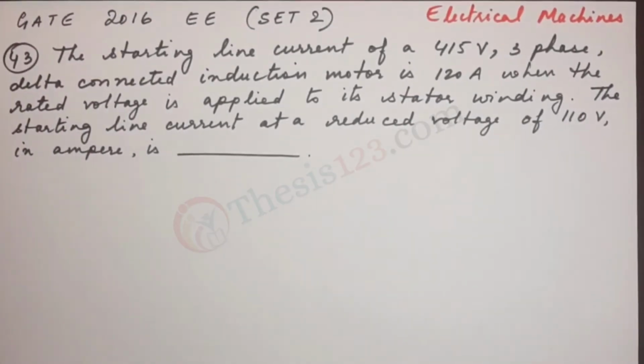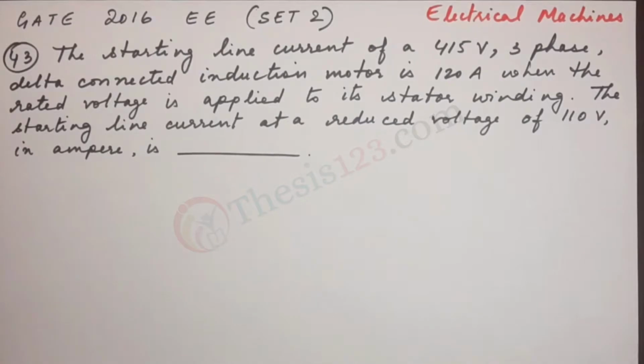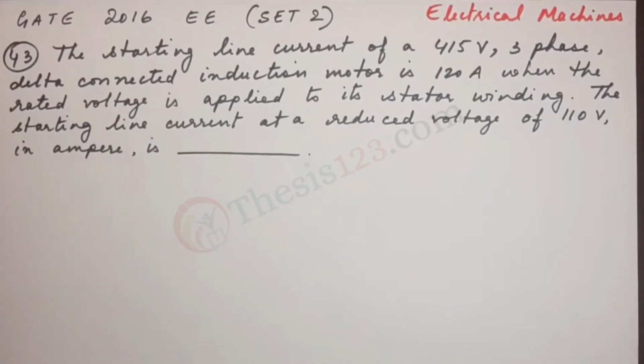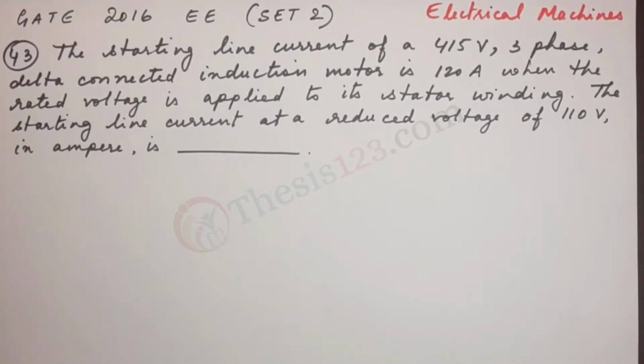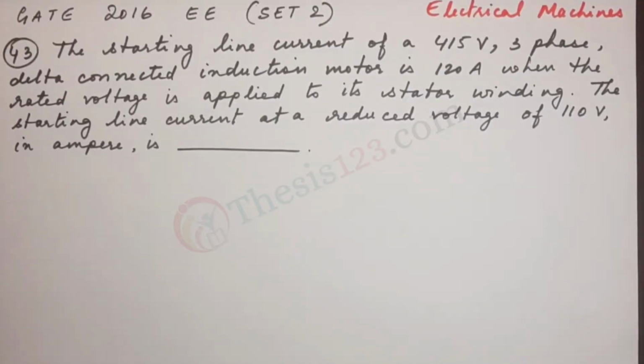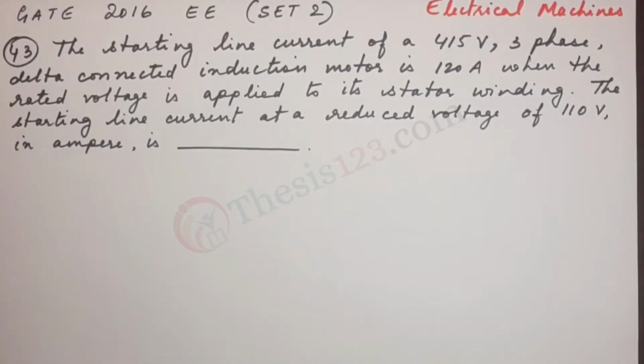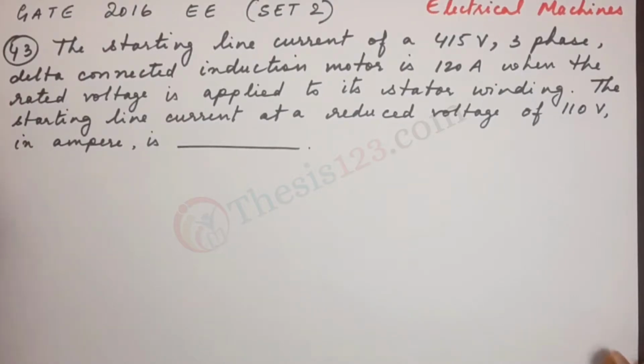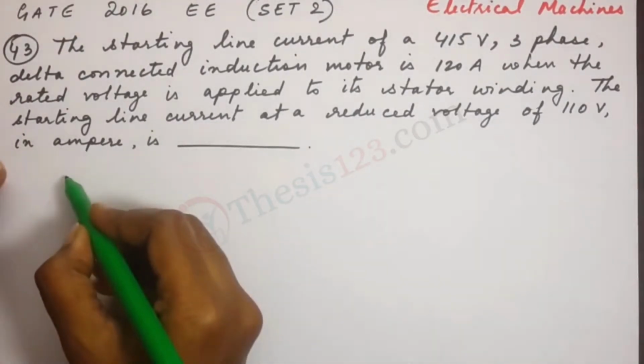Here's the next question, number 43. The starting line current of a 415 volt 3-phase delta connected induction motor is 120 amps when the rated voltage is applied to its stator winding. The starting line current at a reduced voltage of 110 volts in amperes is dash. Okay, so here we don't have options. We will have to work it out. So let's write down what we have first.